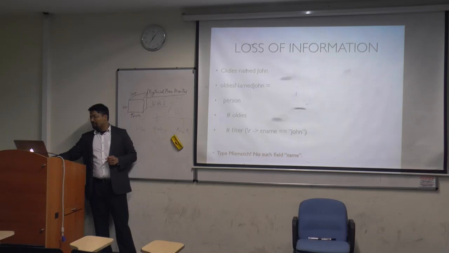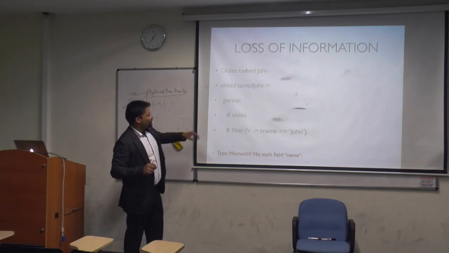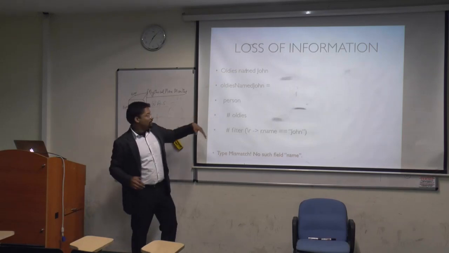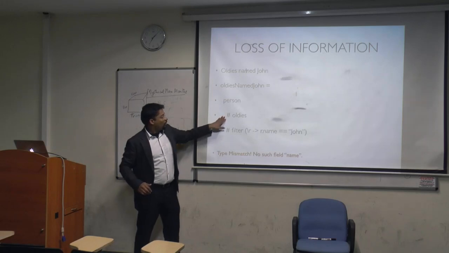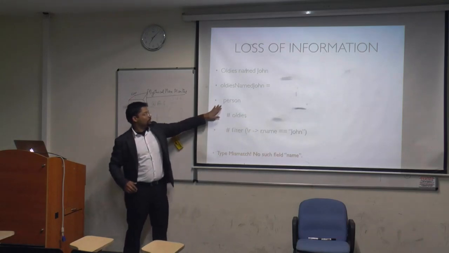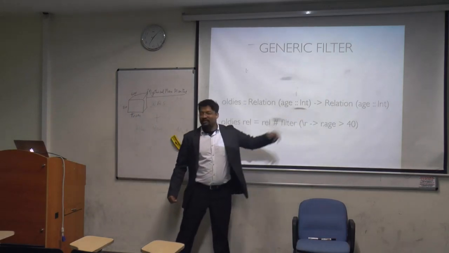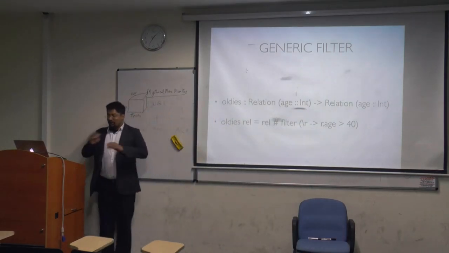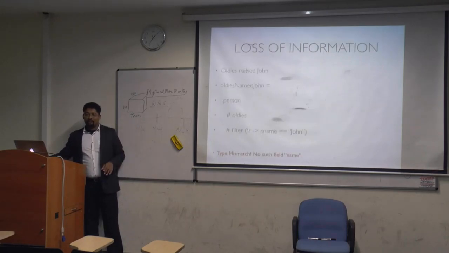The problem happens with something called loss of information, where now the typing fails us, because as soon as you do oldies on person, it has forgotten everything it knew about the person table, because the return type of oldies only specifies age. So it has forgotten that it has a name also, it doesn't know that anymore.